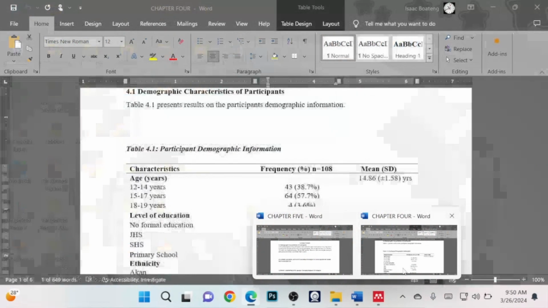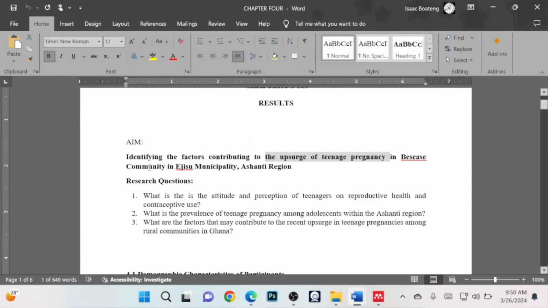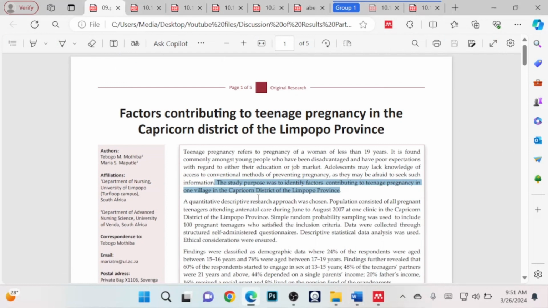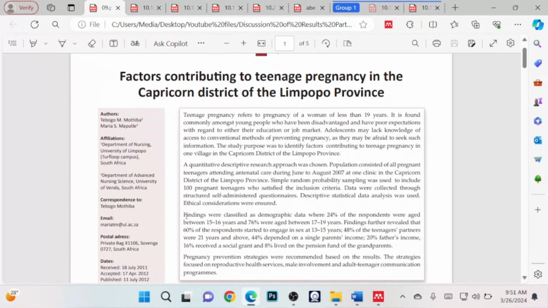Now, if you come back to my aim, you could see that I'm also looking at factors, identifying the factors contributing to the upsurge of teenage pregnancy in a rural community. So this study really fits into what I'm doing, but I want to look at the results presented on their age. Here I'll see that their findings were classified as demographic data, where 24% of the respondents were aged between 15 to 16 years. They only reported this. Then 76% were aged 17 to 19 years.